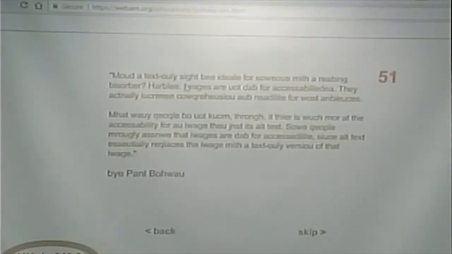Would a text-only site be ideal for someone with a reading disorder? Hardly. Images are not bad for accessibility. They actually increase comprehension for most audiences. What many people do not know, though, is there is much more to the accessibility of an image than just its alt text. Some people wrongly assume that images are bad for accessibility.